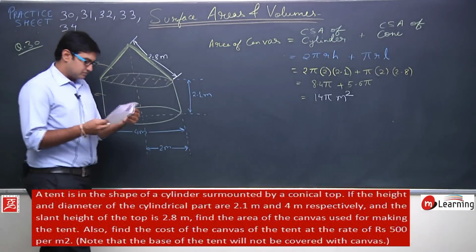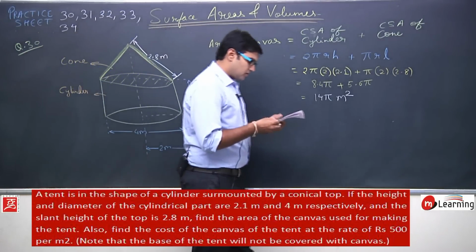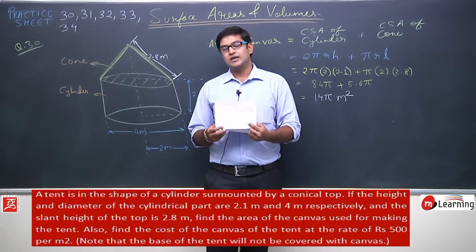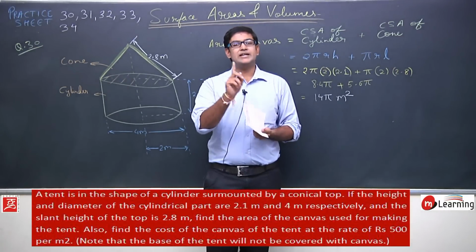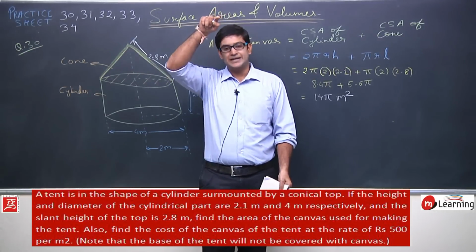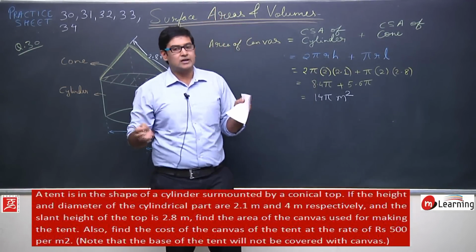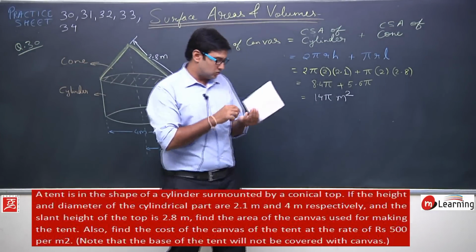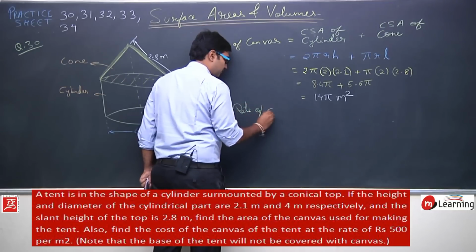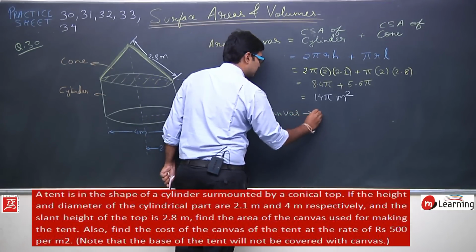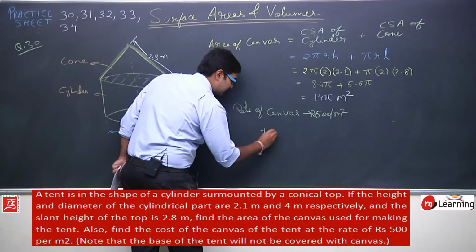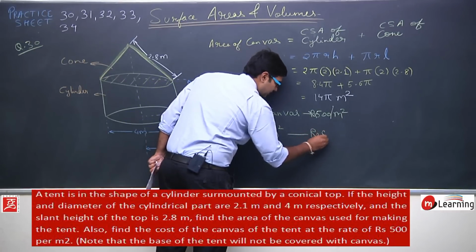Now, further it says, find the cost of the canvas of the tent at the rate of 500 rupees per meter square. It means if I want to purchase 1 meter square of canvas, that is area of 1 meter square, that is 1 meter by 1 meter in length and breadth, then that canvas will come for 500 rupees. So I will say rate of canvas is 500 rupees per meter square. So it means for 1 meter square canvas I need to pay rupees 500.